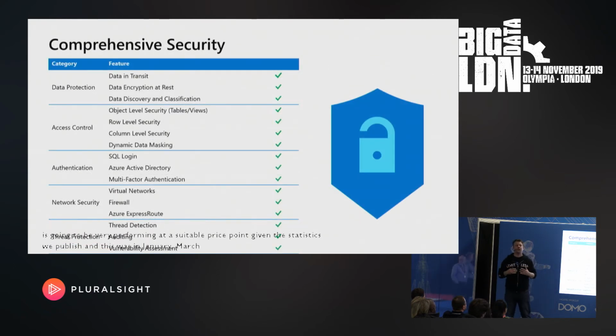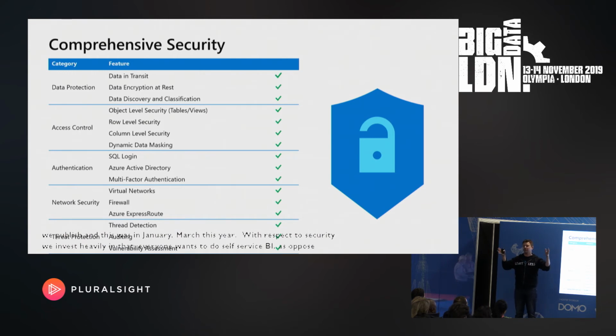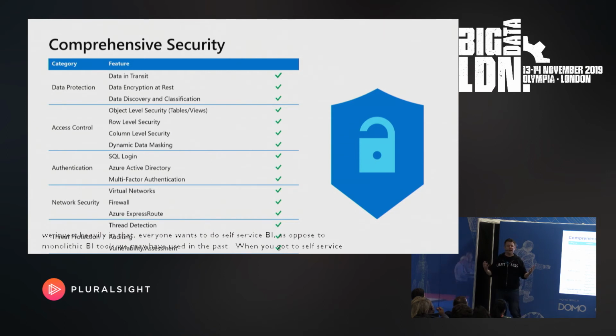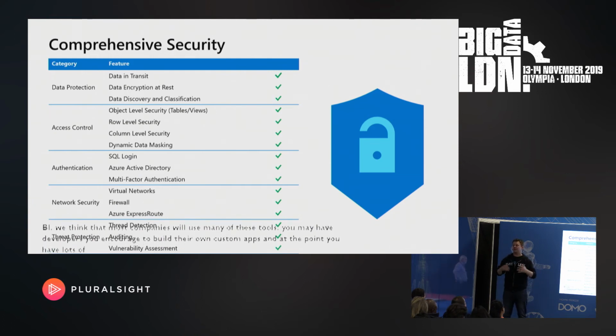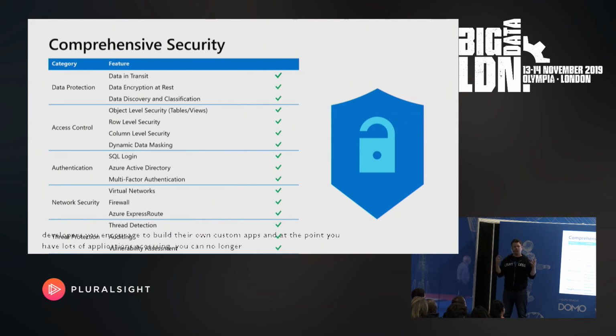With respect to security, we invest very, very heavily in security. Everyone wants to do self-service BI, as opposed to monolithic BI tools that we may have used in the past. When you get to self-service BI, Microsoft thinks about Power BI, but there are a lot of other tools out there, and most of your companies will probably use many of these tools. You may even have developers that you encourage to build their own custom apps. And at the point that you have a lot of applications accessing a central repository, you can no longer do application level security on the data. You must put all security in the platform itself, because the one common thing that everyone has is their login.